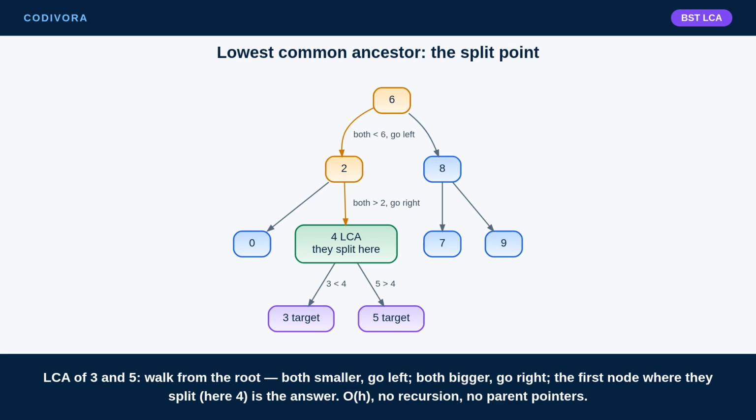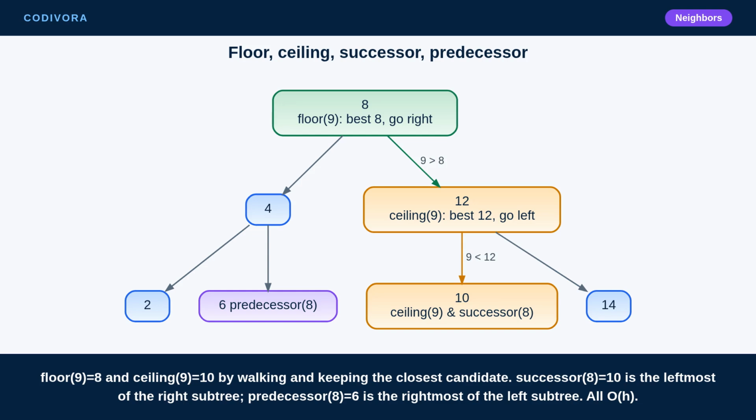In a general unordered tree, this needs a full post-order search, but the BST turns it into a simple walk to the split point. Finally, the neighbor queries, all straight out of the structure. Floor of 9 is the largest value at most 9. Walk down. At 8, 8 qualifies. Remember it. Go right to look for something closer.